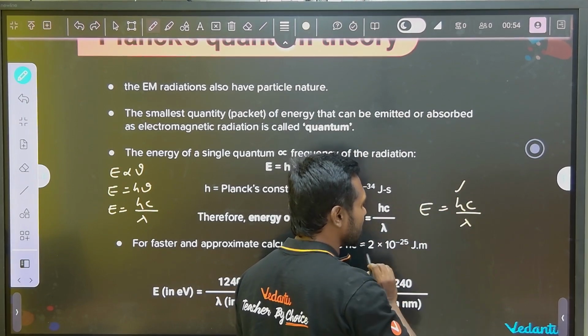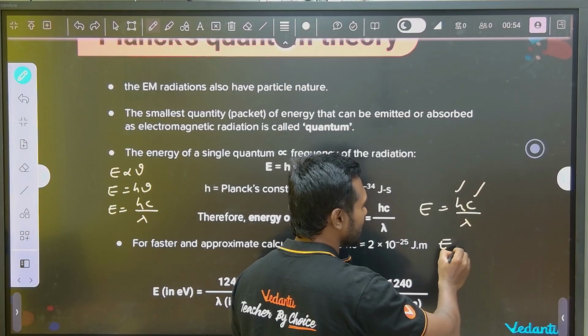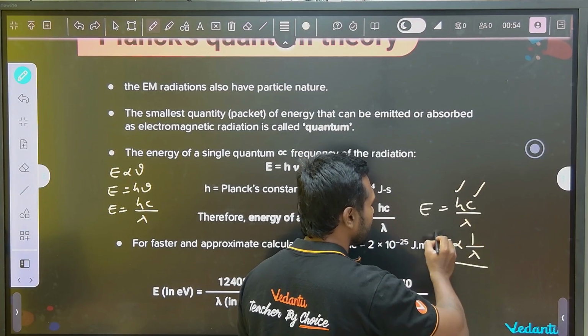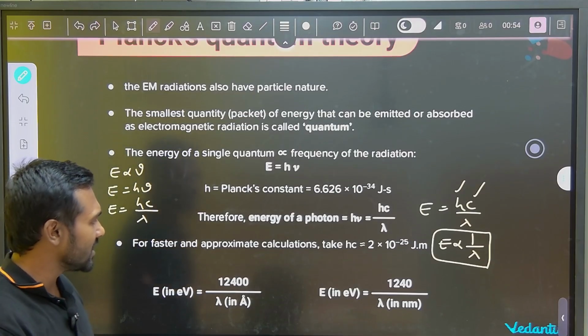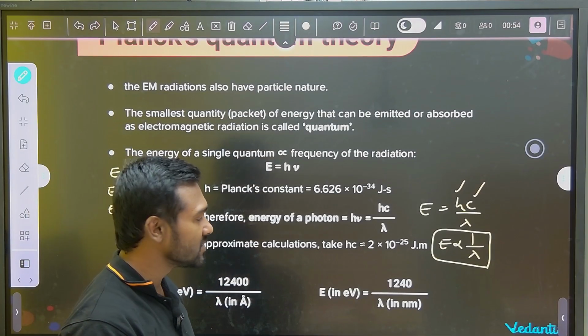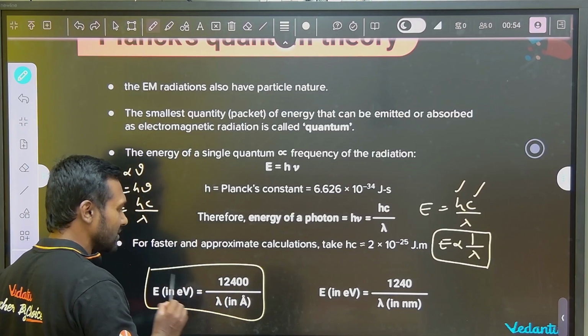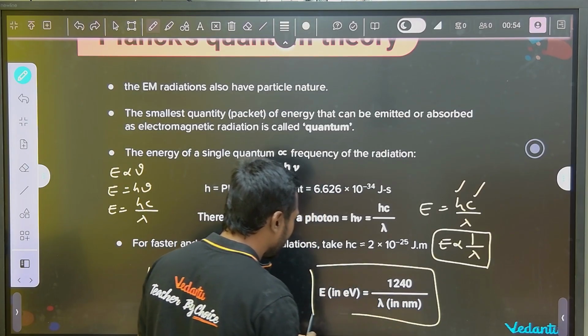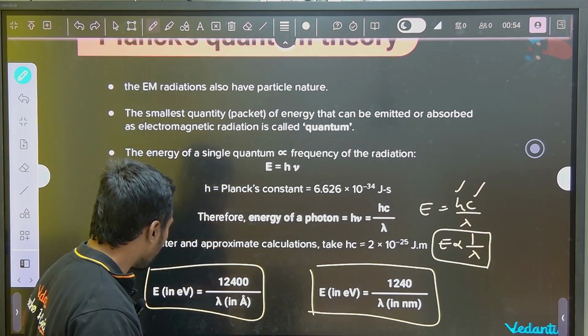Here h is constant and velocity of light is also constant. So energy is inversely proportional to wavelength. That means if energy is more, wavelength is less, and vice versa. So if you remember these values directly, you can do the questions a little bit very fast. That is also important, no? How much fast we are doing.